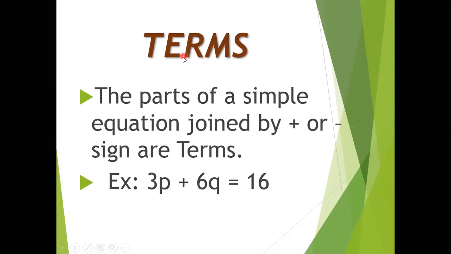Next, what do you mean by terms? The parts of a simple equation joined by a plus or minus sign are terms. Suppose an equation is joined with plus or minus, then those parts are called terms. For example, 3p plus 6q equals 16. Here the constant and variable parts are joined with the plus symbol, so these are the terms.